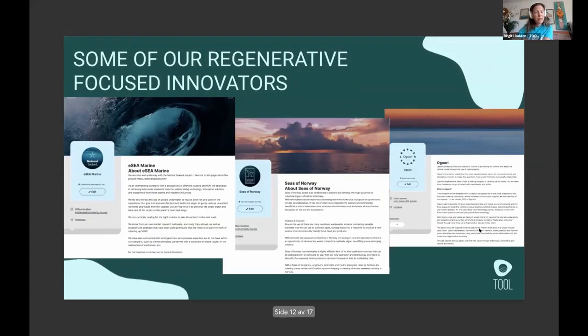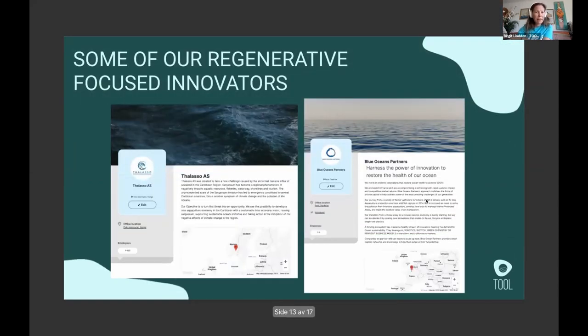Then we have individual startups, EC Marine, that works on offshore renewable energy. We have Seas of Norway that works with water quality. We have Oguri that builds a full value chain for reusing plastic from the sea, and where you actually rent out the recycled material. We have Talasso that are currently developing a solution to tackle the sargassum seaweed issues in the Caribbean and the Gulf of Mexico. Their model is also highly scalable to other regions, but they are looking then at new ways of utilizing this as biomass for other industries.